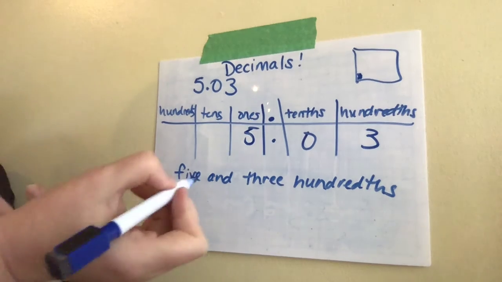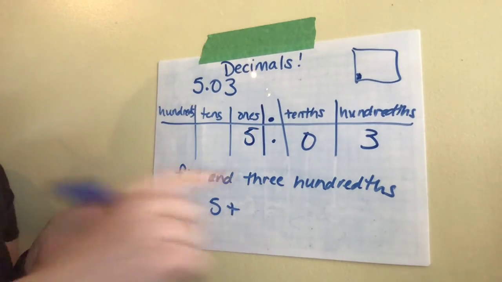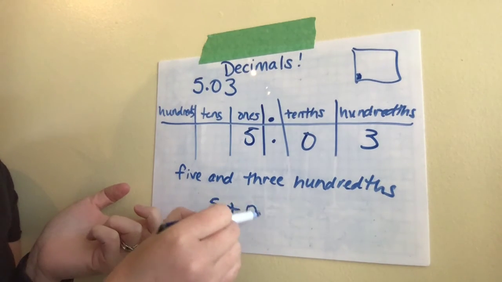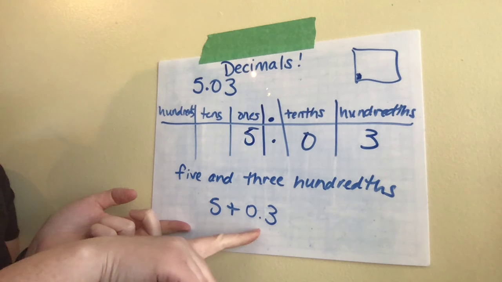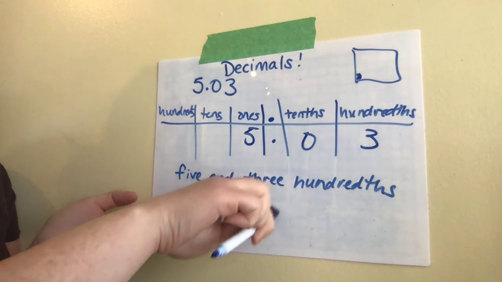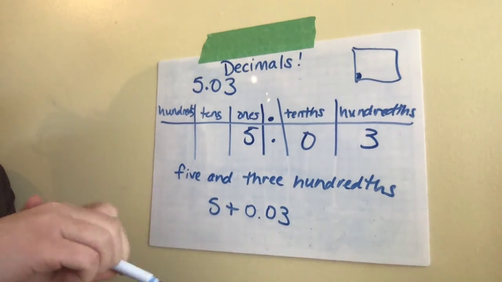And then to write it in expanded form, I have 5 wholes. I don't have any tenths, but I do have 3/100ths. Remember that you cannot just write 0.3 because that is 3/10. That 3 is right after the decimal place. It's 3/100ths, which is a really tiny amount.